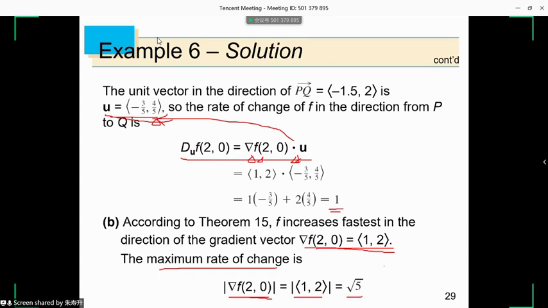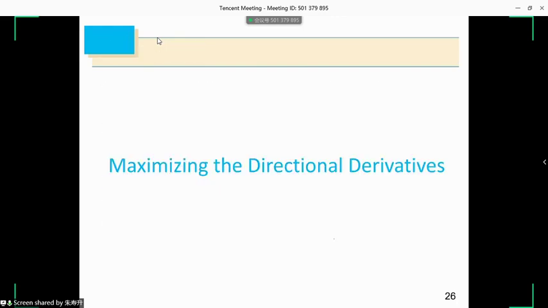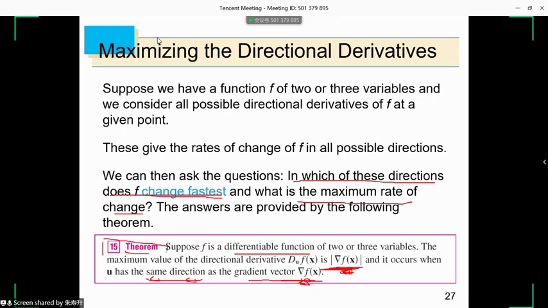Understand here? So here we use Theorem 15. F is a differentiable function of 2 or 3 variables. Then the maximum value of the directional derivative is this one, the length of the gradient. And this occurs when u has the same direction as the gradient vector. So the direction of u is the same as the gradient, and the maximum value is the length of the gradient.